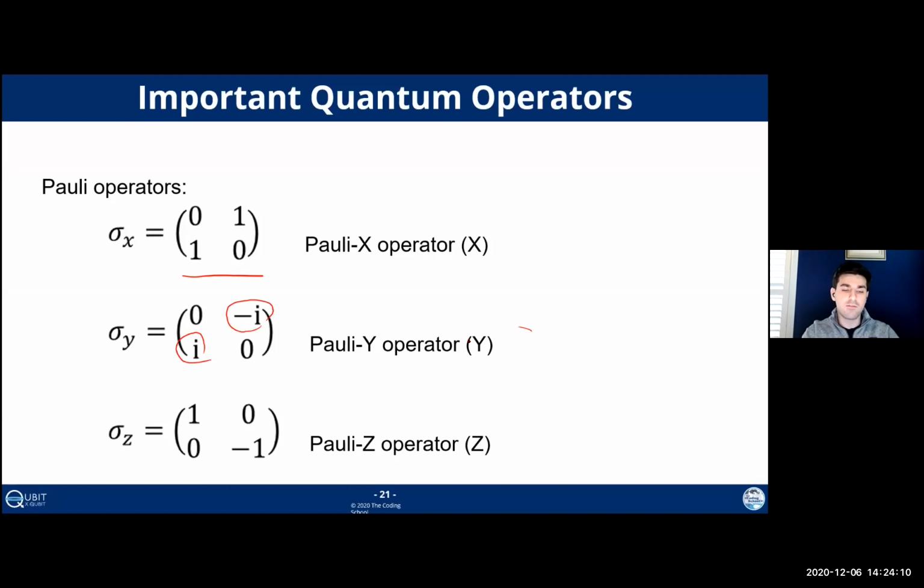And finally, we have the Pauli Z operator, or sigma Z, and sigma Z has a 1 on the first entry, the 0, 0 entry, and then a -1 on the 1, 1 entry, and the other entries are 0. So this is what quantum operations look like. The point of this slide is that all these quantum operations can be represented as matrices, and these 3 in particular are quite famous, and we'll be seeing them throughout the course and throughout quantum computing.